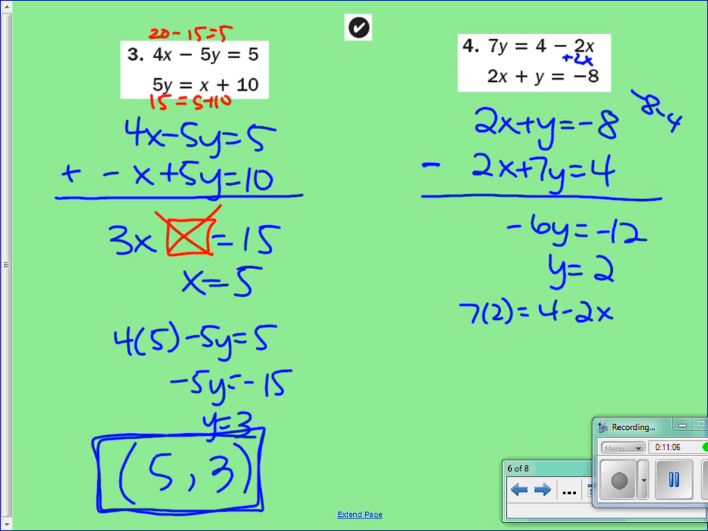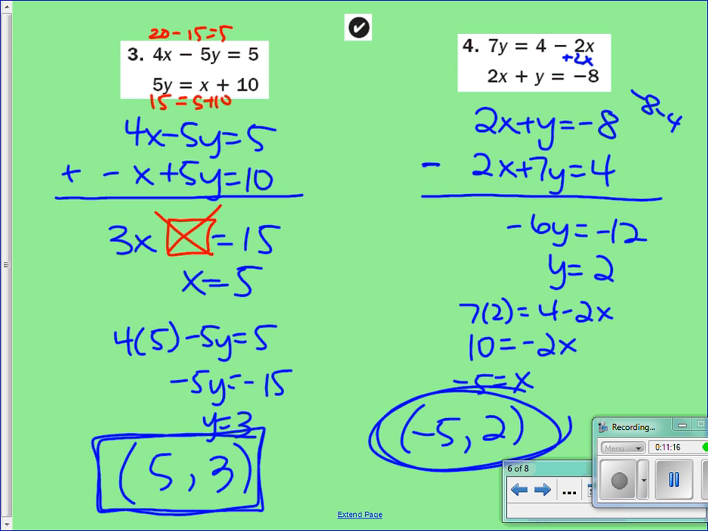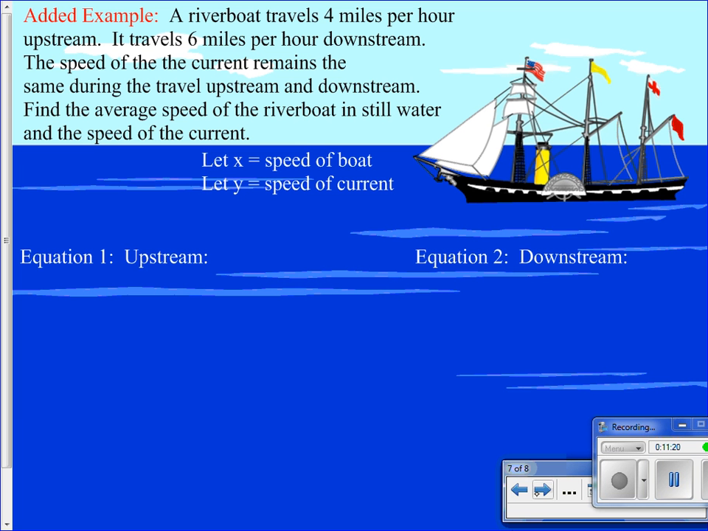So 14, but I subtract 4 on both sides. And that means x equals negative 5. Negative 5, 2. Now, remember that the homework has these answers for you.